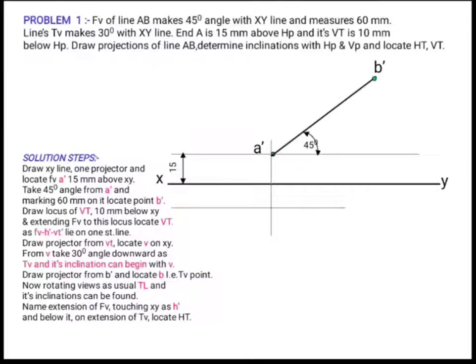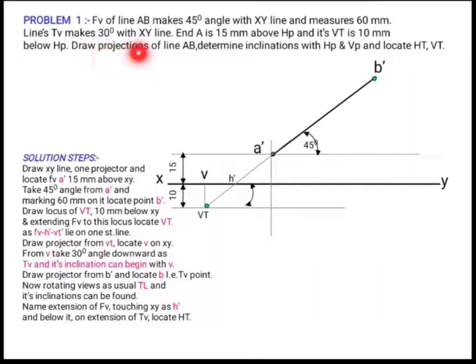Now the other parameter given here is vertical trace is 10 millimeter below horizontal plane. So 10 millimeter below horizontal plane I am drawing a locus line and now I can extend A dash B dash to this line to get the point VT. Now I am drawing the vertical projector through VT to get the point V on XY line. We know V and H dash will always be on XY line. So I can mark V here, which is the top view of the vertical trace.